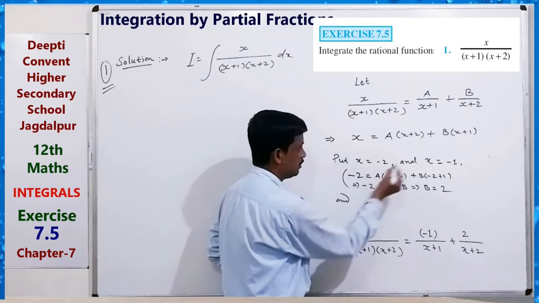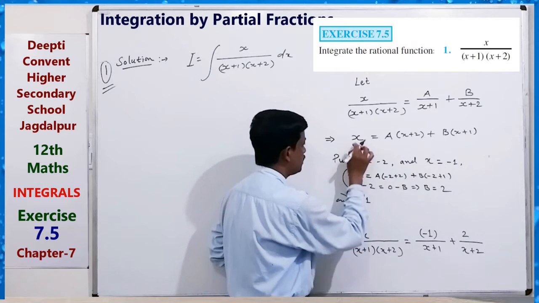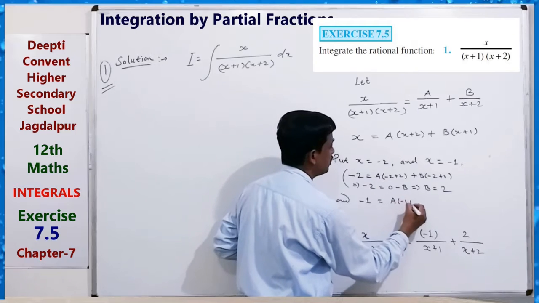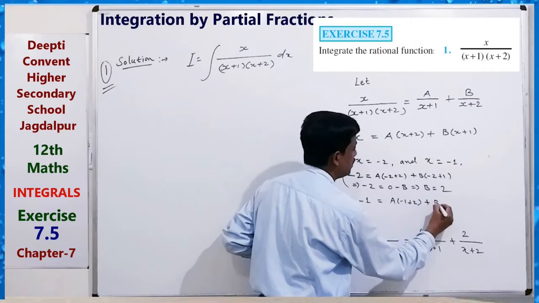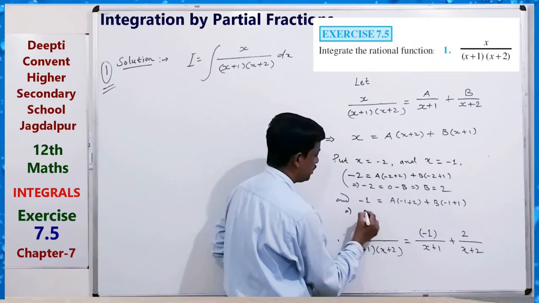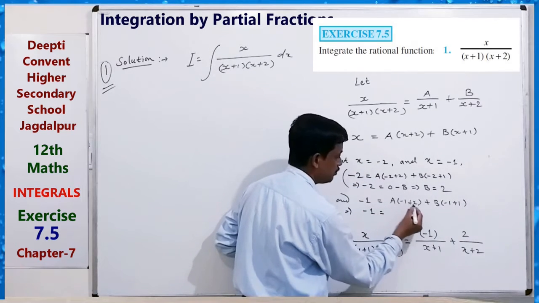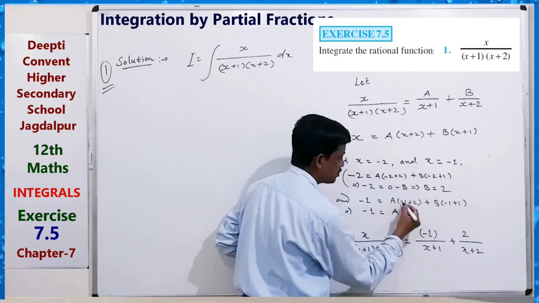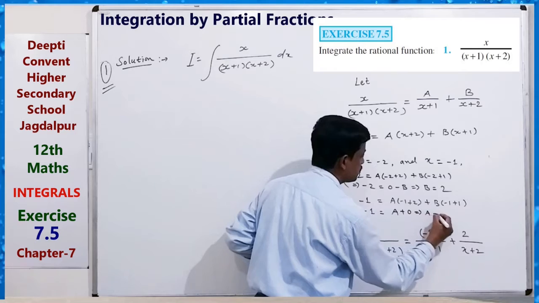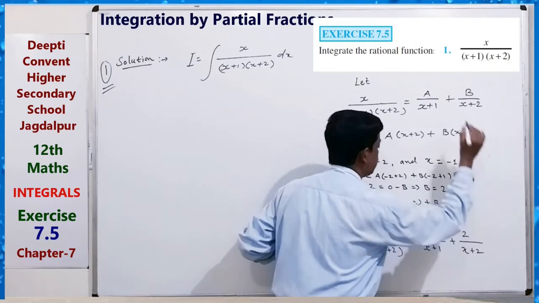And x equals to minus 1. So minus 1 is here. Then a into minus 1 plus 2, b into minus 1 plus 1. This will vanish. So what? Minus 1 equals to, from here a into minus 1 plus 1, a, here 0. So from here a equals to minus 1. So these are the values.